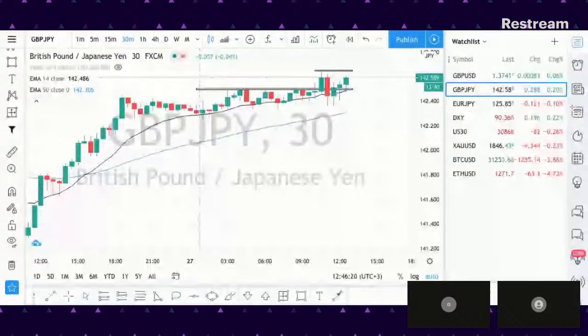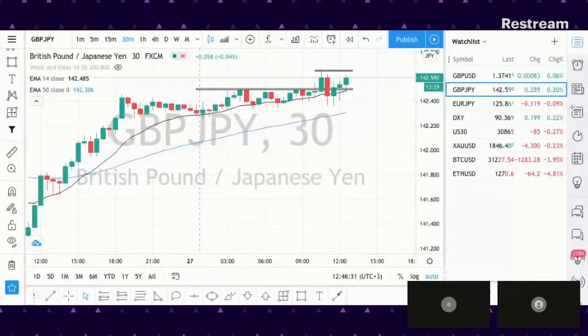Different pairs. So I don't know what is happening. The screen went black. But so that is the definition of a pip.